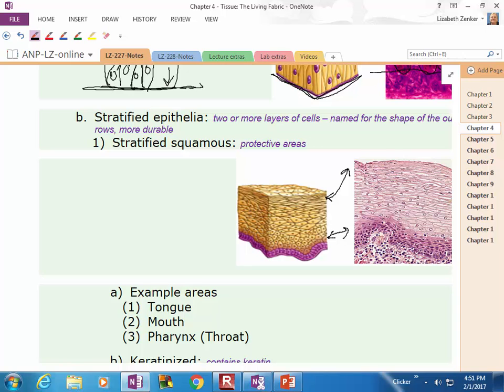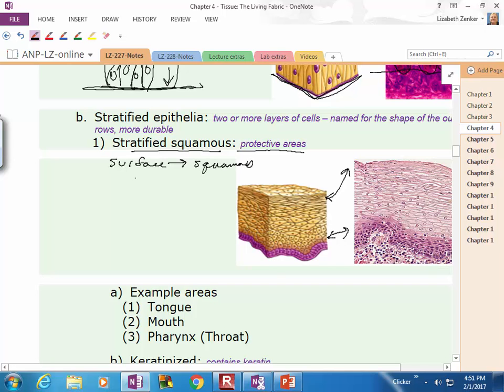So the stratified squamous is for protective areas. On the more basilar surface, they're going to look a little more cuboidal or columnar, but they are named for what the apical surface looks like. So that's why it's stratified squamous. Let's say at the surface, they look squamous, so they're going to be called stratified squamous. But deeper on the basal surface they look cuboidal or columnar. They are usually 20 to 30 rows thick.